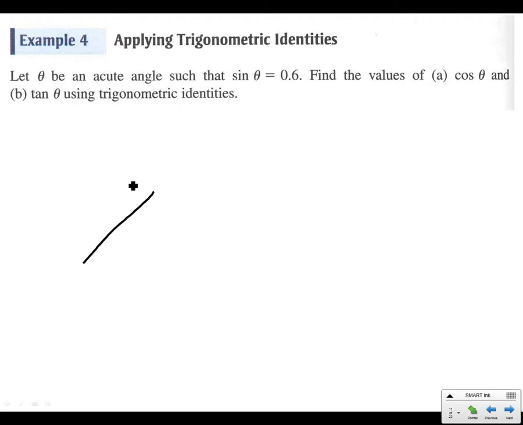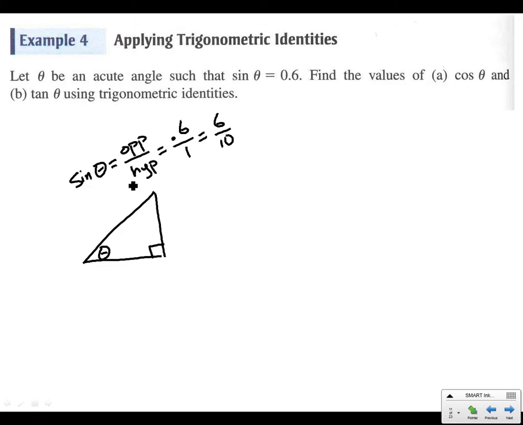What I'm going to do is I'm going to draw a right triangle. I'm going to decide one of the angles to be theta. And now from there, I know that sine theta is opposite over hypotenuse. So I must have 0.6 over 1. Or if I wanted to, I could say 6 over 10. I'm going to do that just so we don't have decimals here. So 6 and 10.